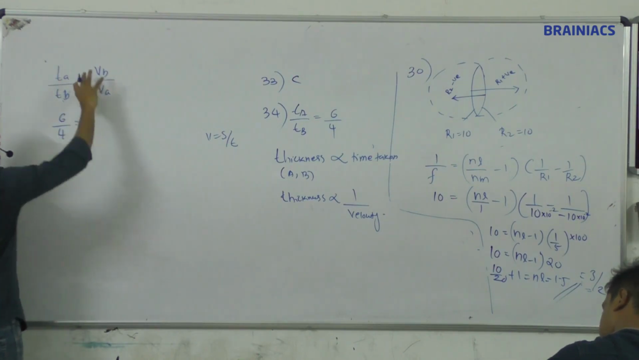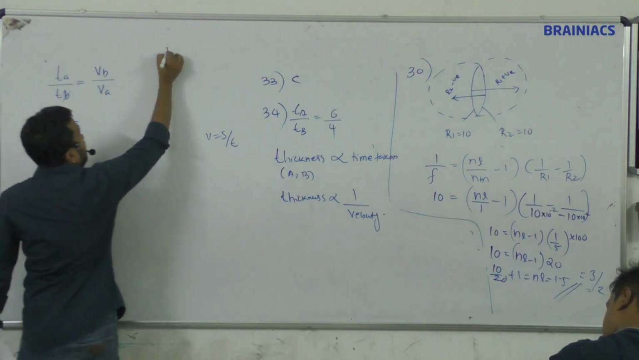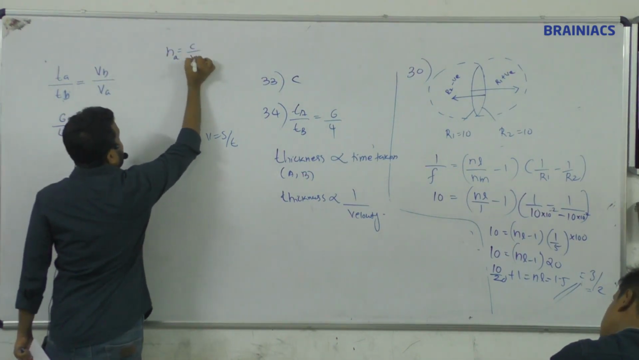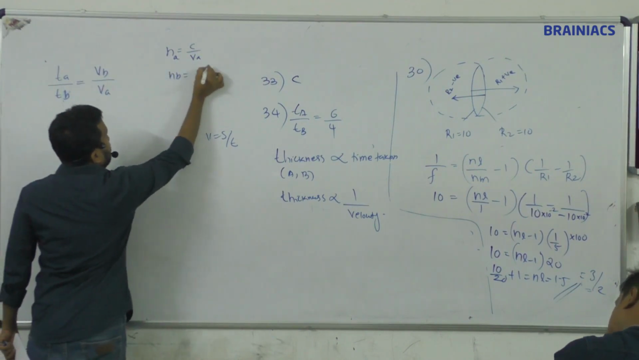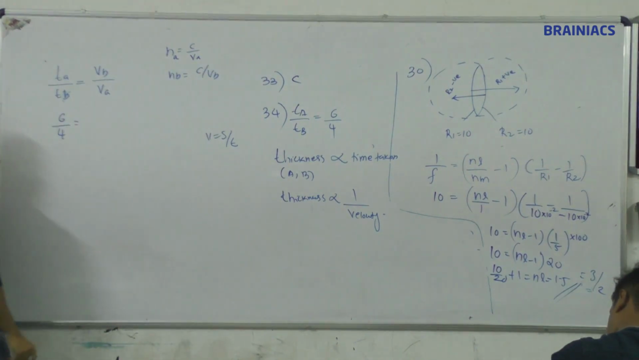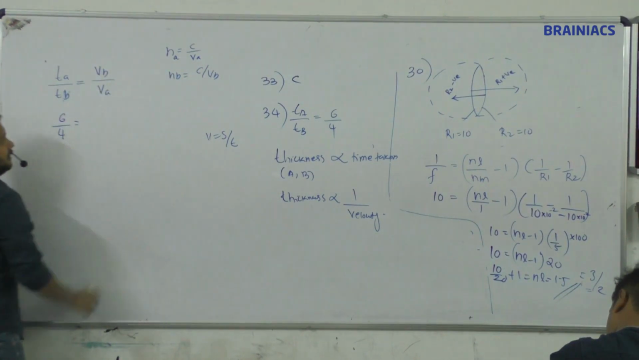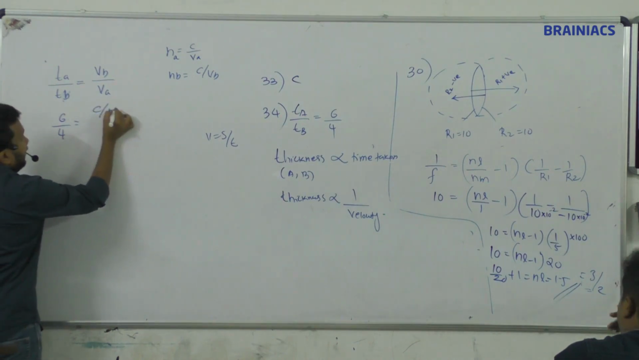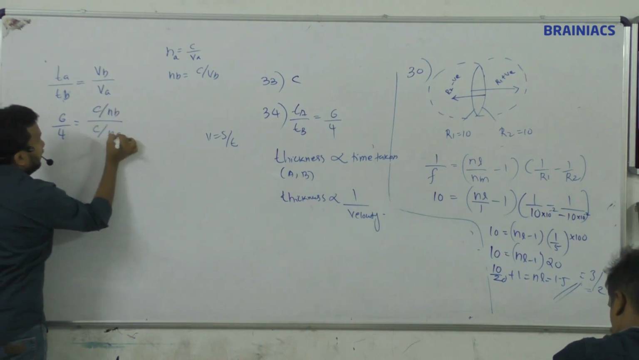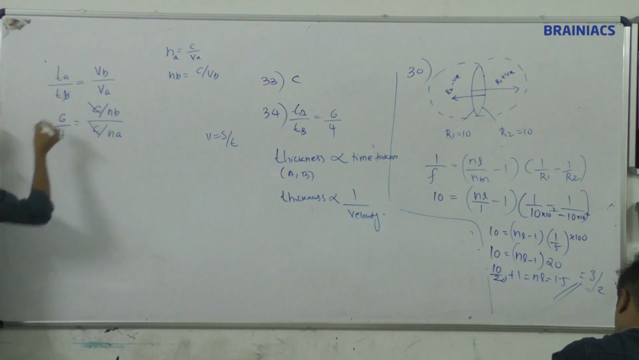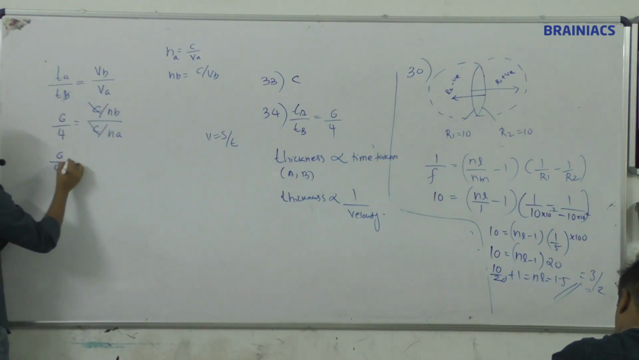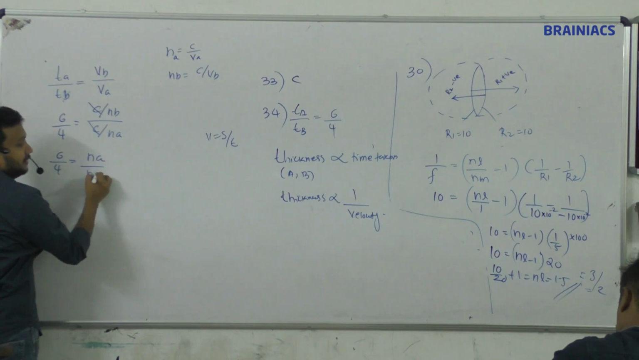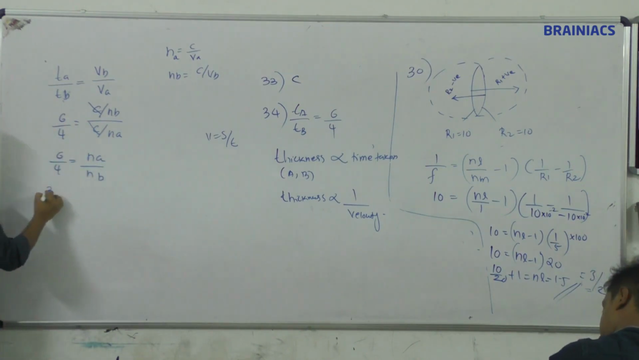What is the relation between velocity and refractive index? n_B is equal to C by V_B. So how can I substitute V_B? V_B means C by n_B, and V_A is C by n_A. C gets cancelled. 6 by 4 is equal to n_A by n_B, correct? So how much will n_A by n_B come? 3 by 2, 1.5.